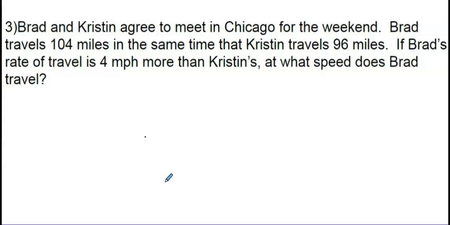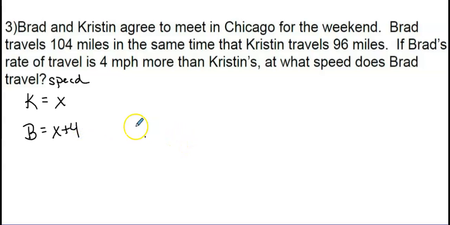So a couple of different ways we could write this. We could call Brad's speed X, or we can call Kristen's speed X. It really doesn't matter, but it would matter whether you did X minus 4 or X plus 4, so just be careful with that. His is 4 more than hers. So we're going to call Kristen's rate of speed X, and then Brad's rate of speed would be X plus 4.